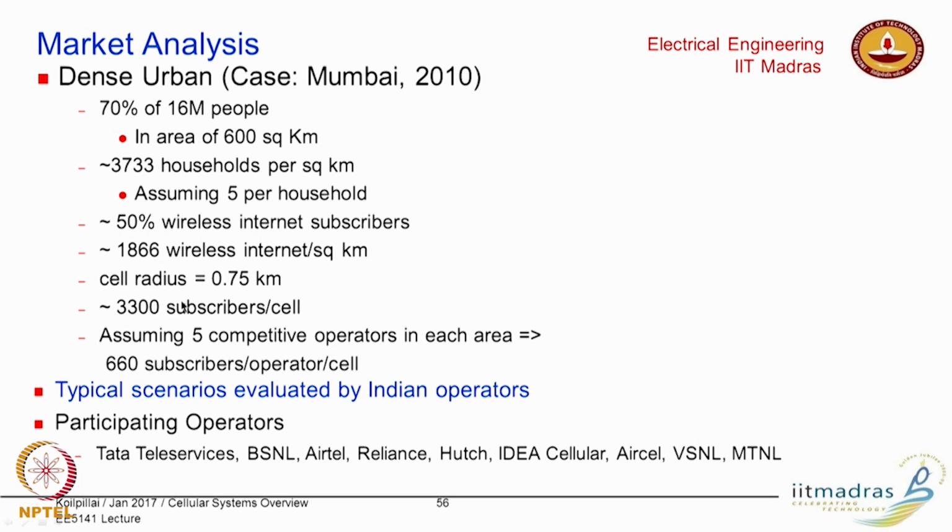And for Mumbai, we assumed that approximately the cells would have become small enough that 0.575 kilometers would be the radius. We know that it's now much less. So even with a 0.75 kilometer cell radius, there would be about 3,300 subscribers per cell. Okay? Now, if there are 5 operators competing equally, they will have 660 subscribers per operator per cell.